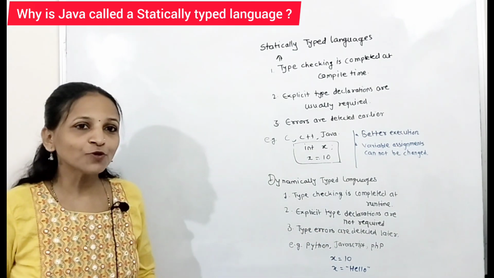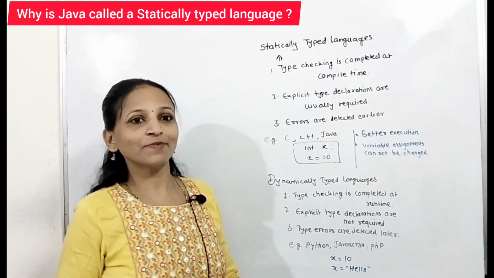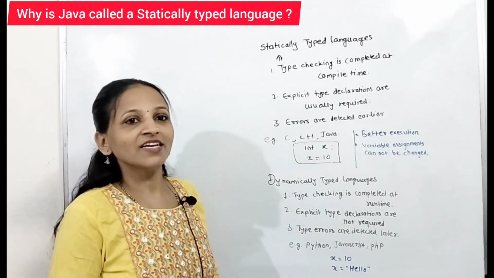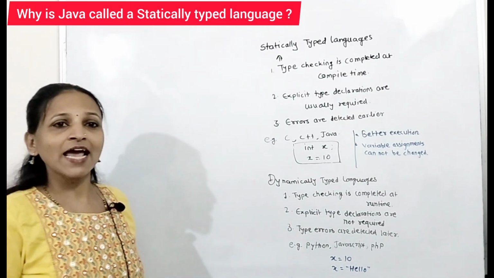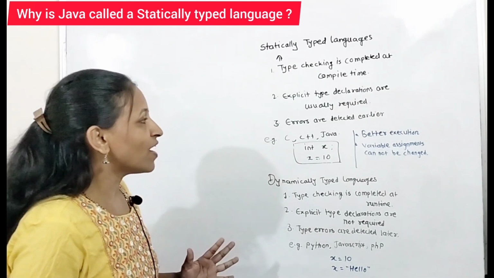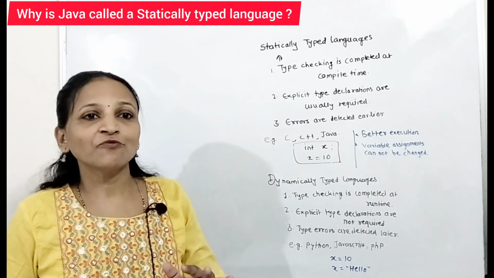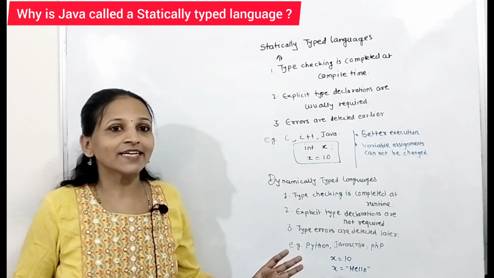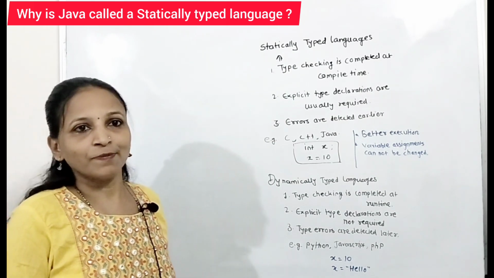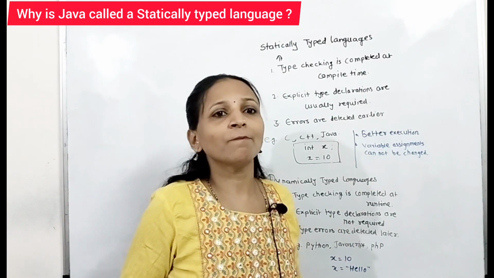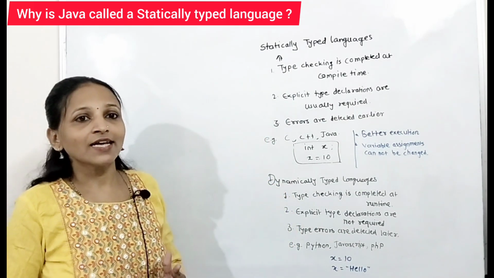There are basically two categories: statically typed languages and dynamically typed languages. This is related to type checking. In Java, a variable should be declared before its use. You have to mention the data type of the variable. That is compulsory because at the time of compilation only, the data type is checked.